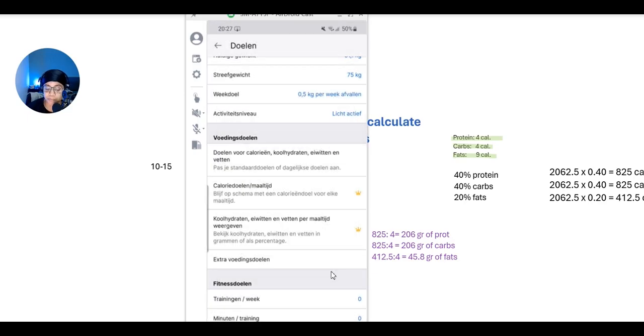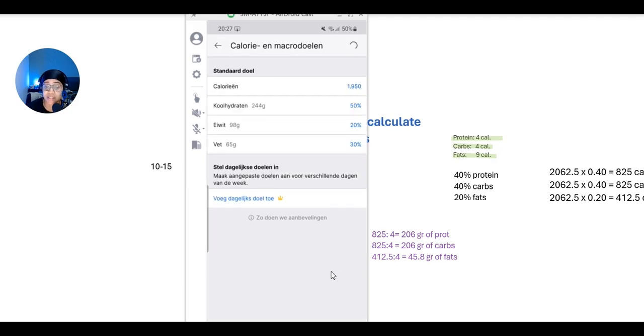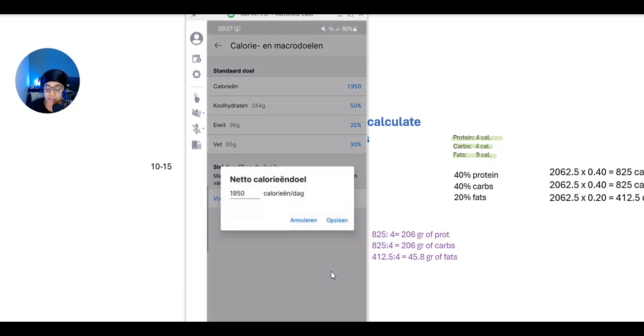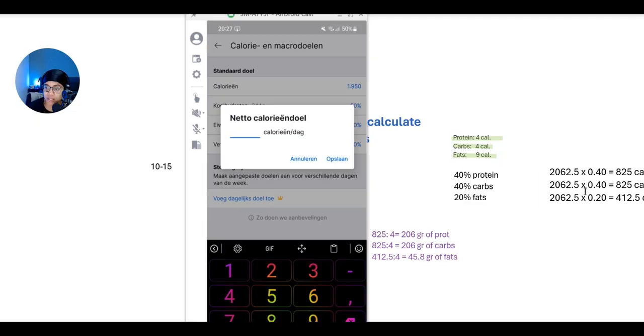Now we're gonna go to the voedingsdoelen. That's where the carbs are. All right. So here's the interesting part, right? I'm gonna go here and I'm gonna adjust this number because we said in the previous video that my calories should be around 2062.5. So that's what I'm going to put in here. 0.5. All right. We use commas here, so it is what it is.